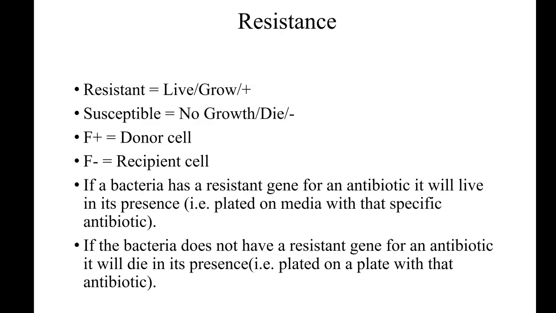If that bacteria is susceptible, it doesn't have a workaround from that antibiotic killing it. So it would actually die. We would not see growth on that plate if we plated this organism in the presence of that antibiotic, and we would put a minus sign. So to find out if a bacteria has a resistant gene, we could plate it in the presence of that antibiotic. If it has that resistance gene, it will live. If it does not have that antibiotic resistant gene, then it will die.